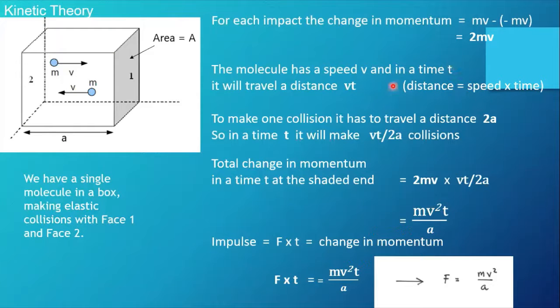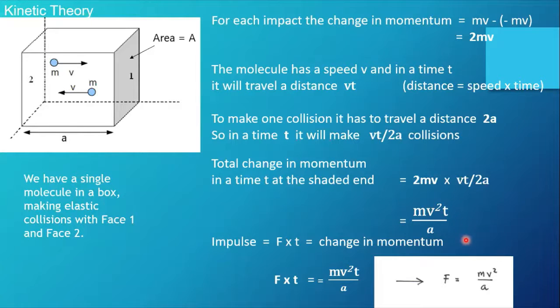The molecule has a speed v, and in a time t, it'll travel a distance v times t. To make one collision, it would have to travel a distance 2a, sort of there and back from the shaded side. So in a time t, it'll make vt divided by 2a collisions. So the total change in momentum in a time t at the shaded end is 2mv times vt over 2a. And if we work that out, that gives us mv squared t over a.